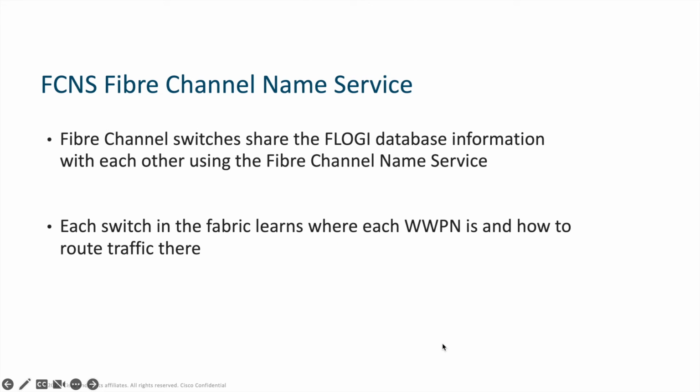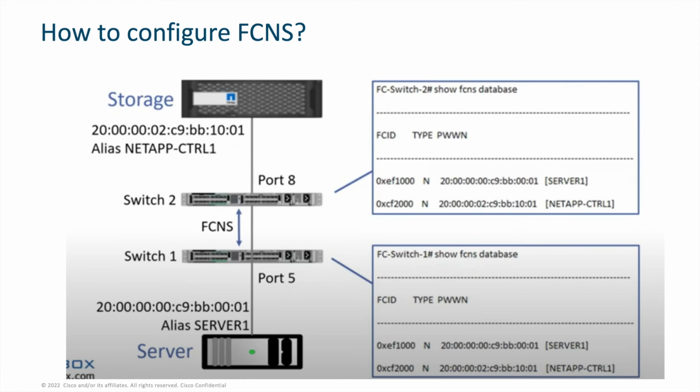The next thing that happens is that the information will be shared with the other switches in the network. So the Fibre Channel switches share the FLOGI database information with each other using FCNS, Fibre Channel namespace. Each switch in the network learns that information that was in the FLOGI database, where each WWPN is, and how to route traffic there because each switch knows about the other switches by their domain ID. Because FCID is based on the domain ID as the first part, now all of our switches know how to send traffic to all of the different WWPNs in the network.